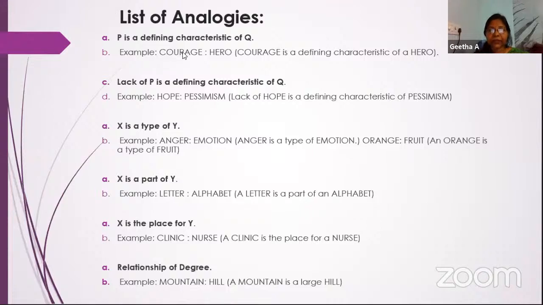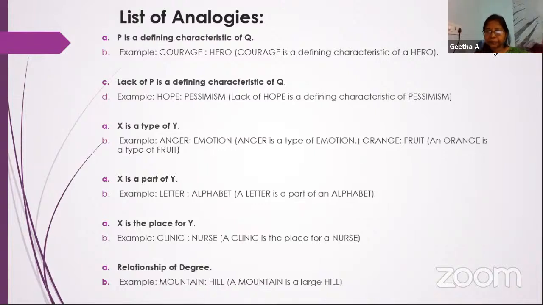So we need to find another set of words with the same relationship as these words. One word should be the defining characteristic of the other word, and it should also be in the same order. Like courage and hero: the first word should be the defining characteristic of the second word. So order also matters. You will find questions like that.